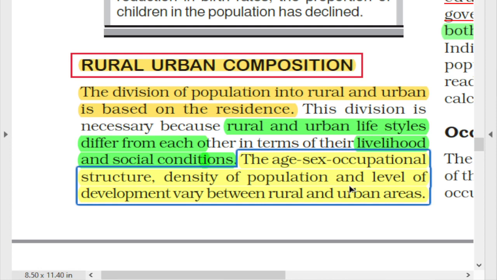Even the density of the population and the level of development. Density is the number of people living in a particular area, means in 1 kilometer is the density.